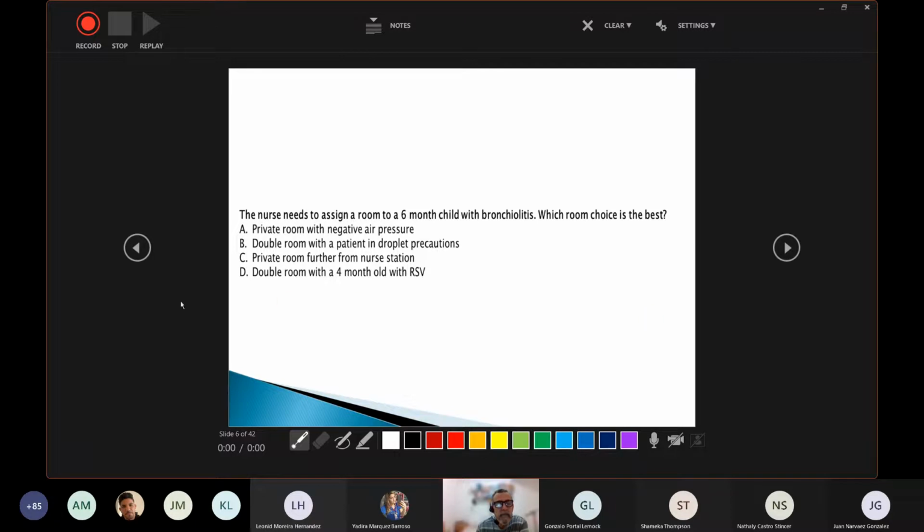D. D as in David, because RSV and bronchiolitis is the same, and this is the only example in which you have what kind of infection control for bronchiolitis? Contact. So you can cohort in contact isolation these two patients. So this is the only practical option.